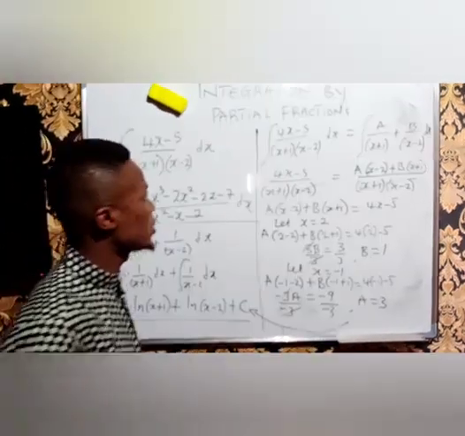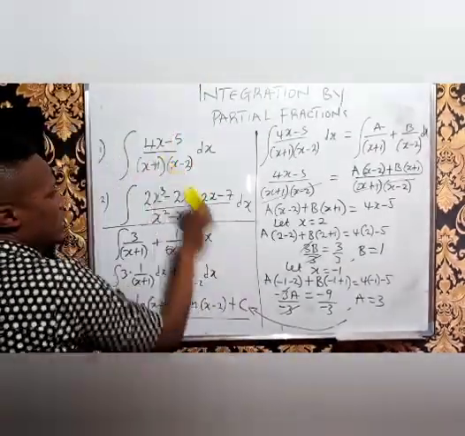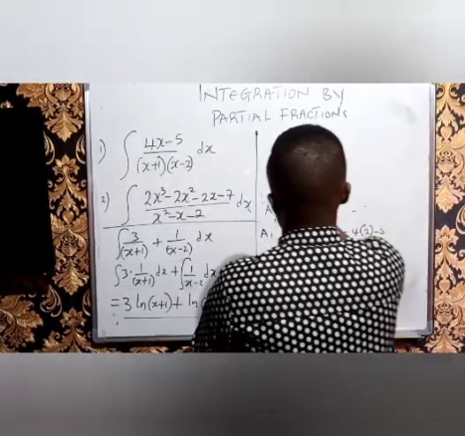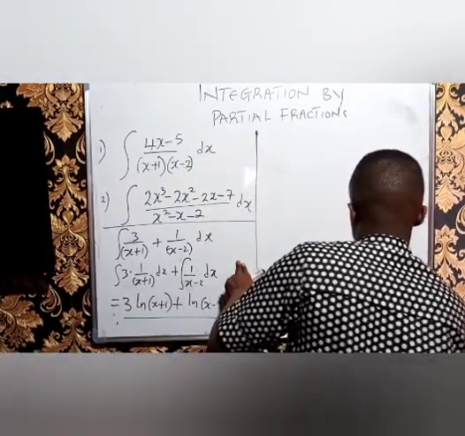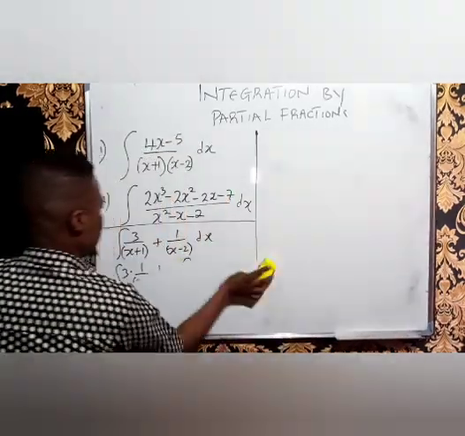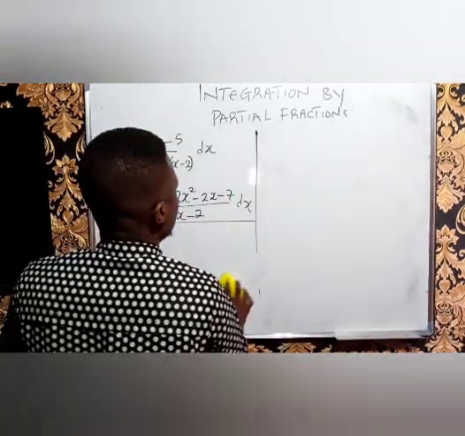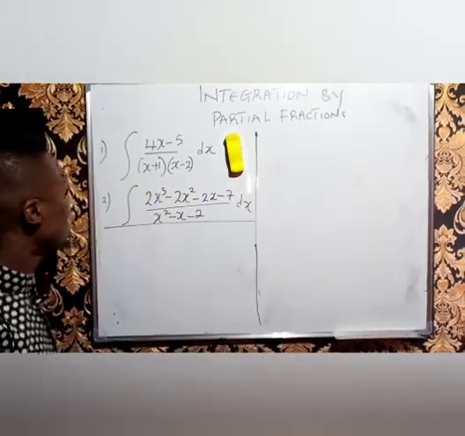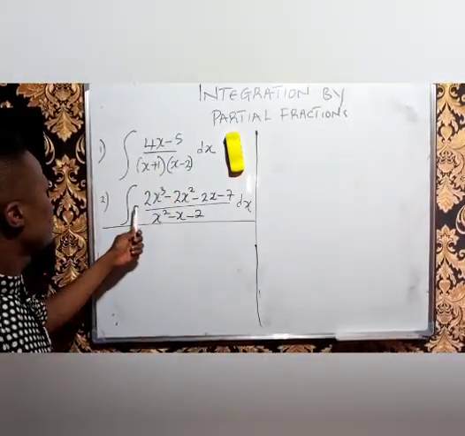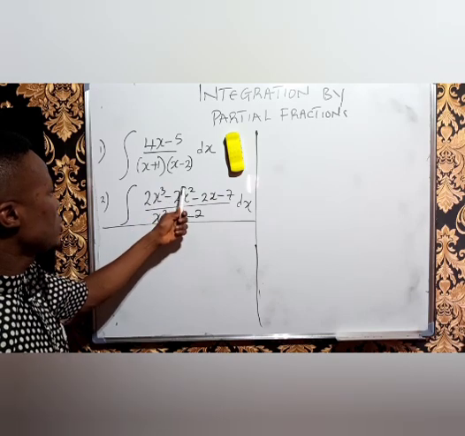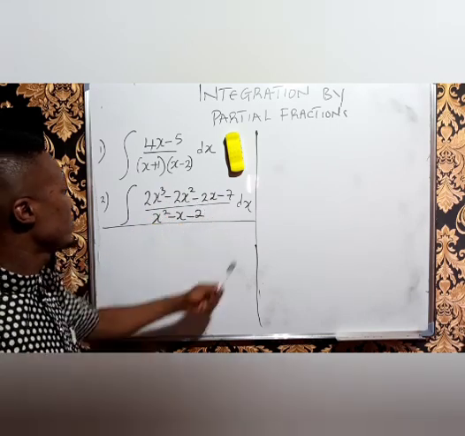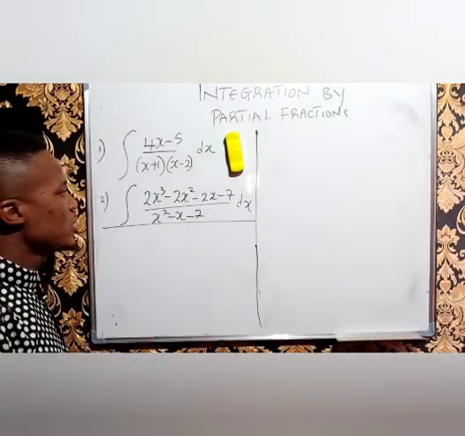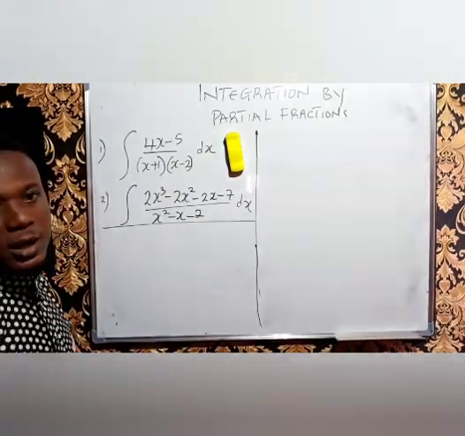So let's take the second question. So in number 2, we have the integral of 2x cubed minus 2x squared minus 2x minus 7 over x squared minus x minus 2 dx. This is also a partial fraction, but you've got to be careful.